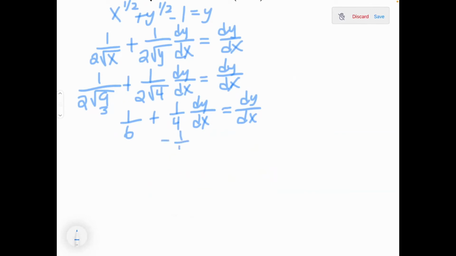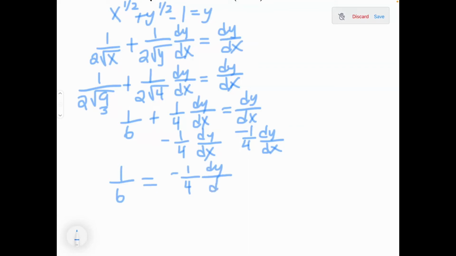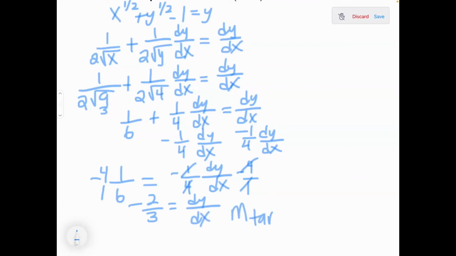We can subtract the 1/4 dy dx from both sides. Just trying to get dy dx by itself. So everything that has a dy dx goes on one side. So we get 1/6 is equal to negative 1/4 dy dx. And then we can divide by negative 1/4. Or likewise, we can multiply by the reciprocal, which would be negative 4 over 1. Negative 4 and the 1s cancel. We get negative 4 over 1 over here. We get negative 4 over 6, which is negative 2/3 is equal to dy dx. So what is this? This is the slope of our tangent line at the point 9, 4.